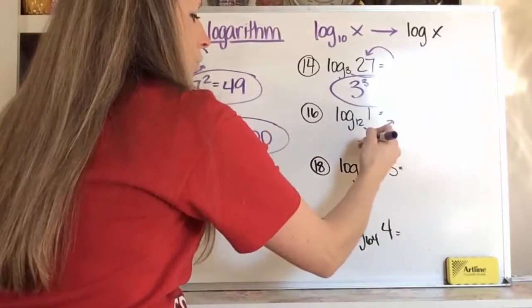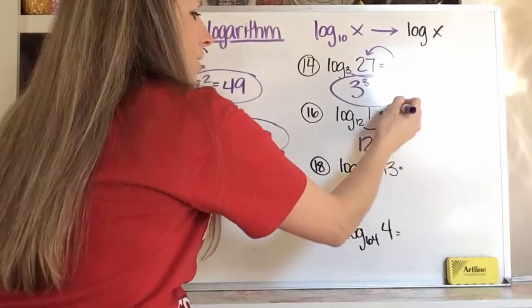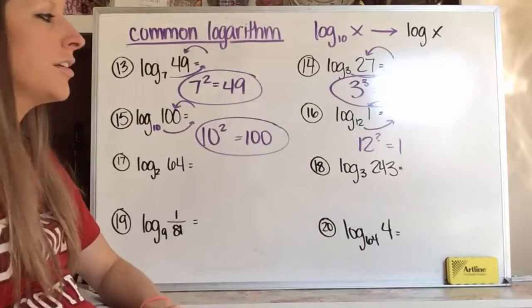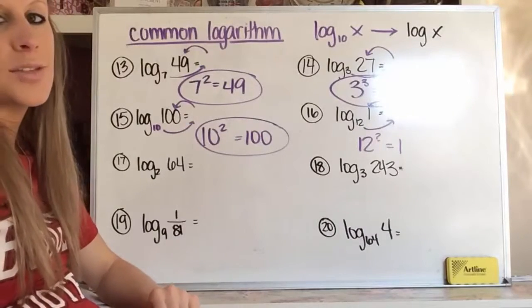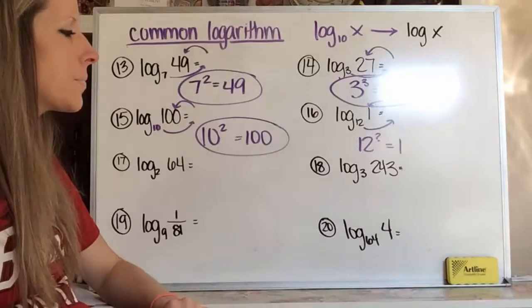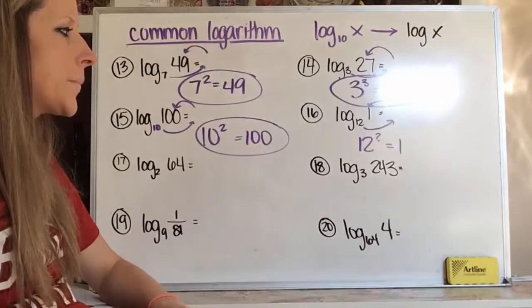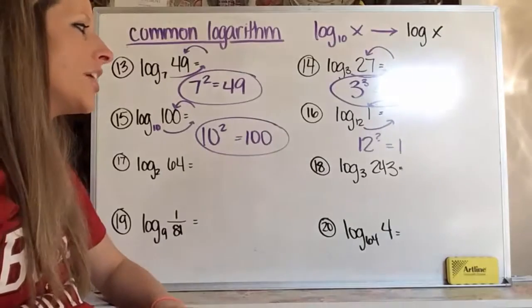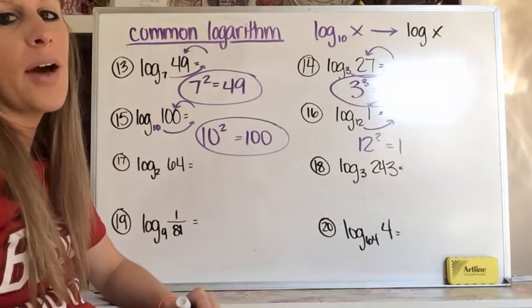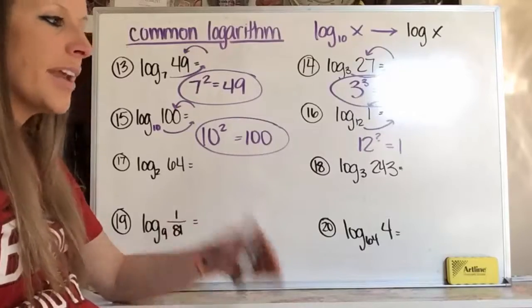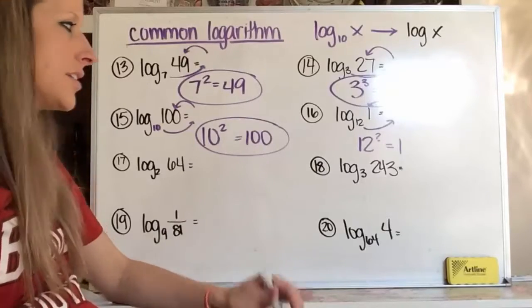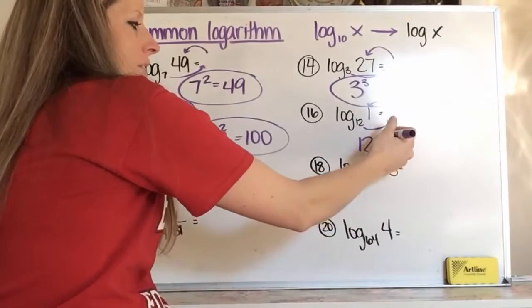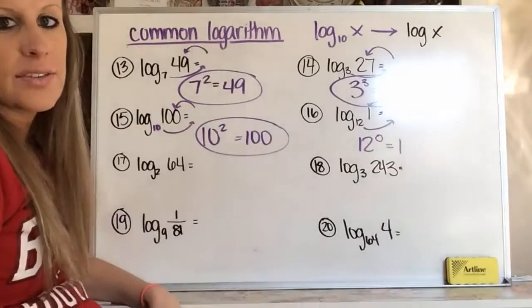16, 12 to the what gives me 1. Okay. I'll let you try this one. Hopefully you guys remember anything to the 0 power gives us 1. You're going to have to remember these laws of exponents. Okay, they aren't going away. So 12 to the 0 power gives me 1.